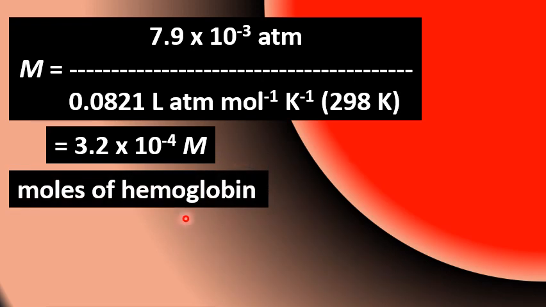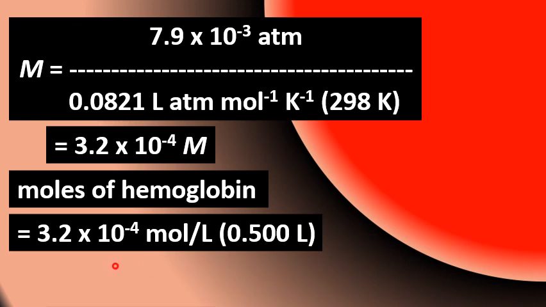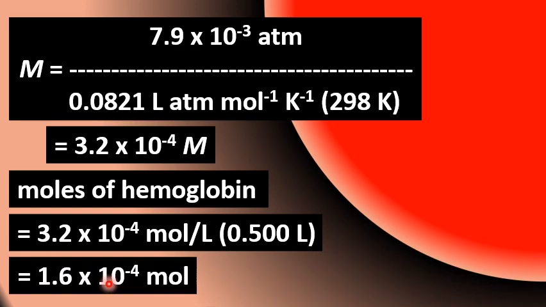All right? So, our next step is to determine the number of moles of hemoglobin. So, we just multiply that molarity, which is 3.2 times 10 to the negative 4 moles per liter, by the given volume in liters, which is 0.500 liters. So simplifying, we get the number of moles of hemoglobin equal to 1.6 times 10 to the negative 4 moles in 2 significant figures.